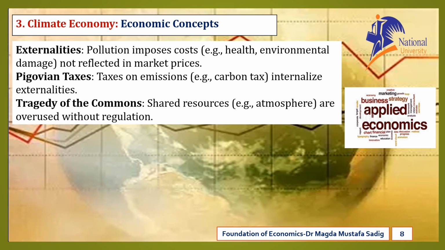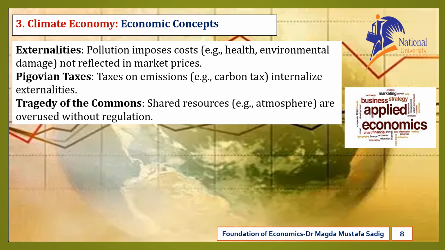Pigouvian taxes. To correct this market failure, economists propose Pigouvian taxes. For example, a carbon tax that charges polluters per ton of emissions. This policy helps internalize the external cost by aligning private incentives with social well-being. Countries like Sweden and Canada have implemented carbon taxes with promising results.